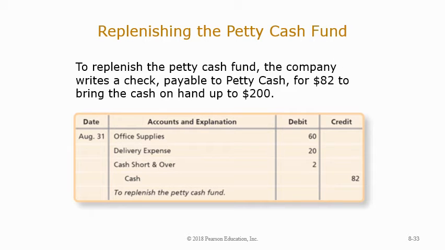We are going to replenish the petty cash fund because we do want it to have that $200 in there. So we're going to write a check payable to petty cash for $82 to bring the cash on hand back up to $200. We debit office supplies for $60, we debit delivery expense for $20, and then we also have to debit a new account called cash short or over for $2, because we were short $2 in our petty cash, and then we credit cash for $82.